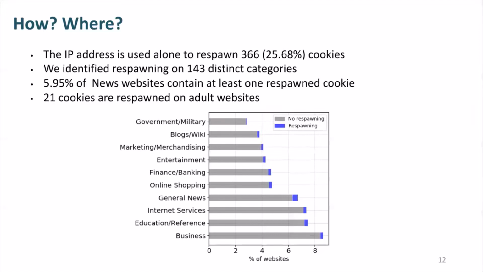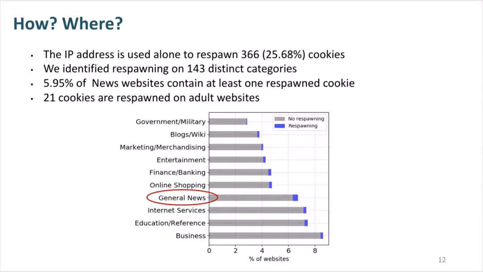We categorized the websites where we detected respawning, and we found that respawning is happening on over 140 different categories. News websites is the top category of websites including cookie respawning. In fact, among the visited websites, 5.95% of news websites contained at least one respawned cookie.